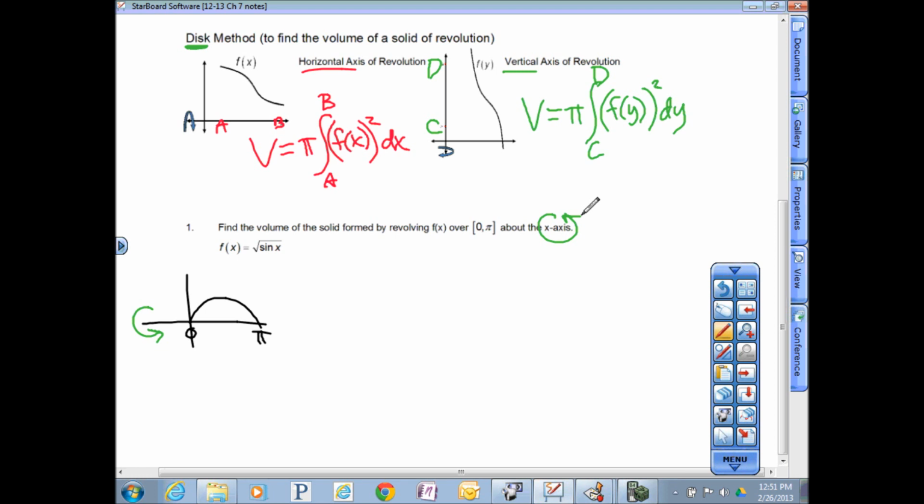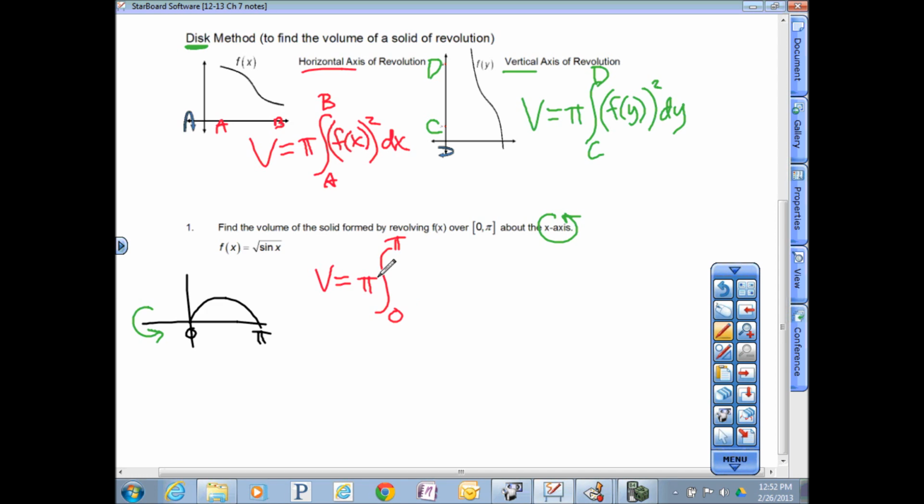And the way we do that using calculus, this looks like a horizontal axis. So I'm going to use the red up there. So my volume integral from, well, what are my bounds? Looks like my bounds are 0 and pi according to the picture I saw. I'm integrating that thing from 0 to pi. I have a pi outside for a constant.